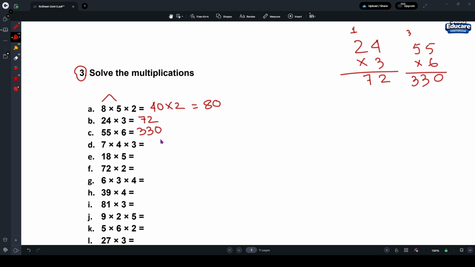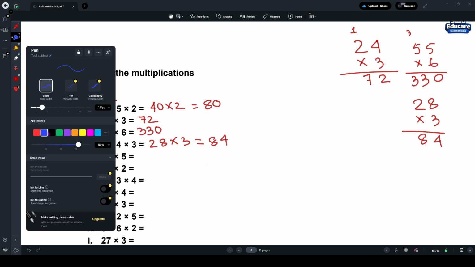Next, 7 times 4 is 28. Then times 3. 28 times 3. This one we can write here as 28 times 3. So 3 times 8 is 24. So we write 4, carry 2. 3 times 2, 6, and 2, it's 8. It means 84.